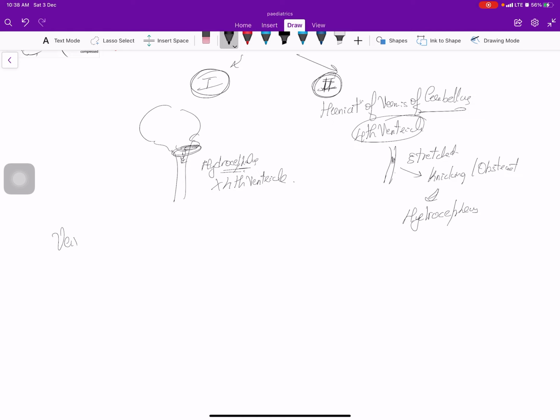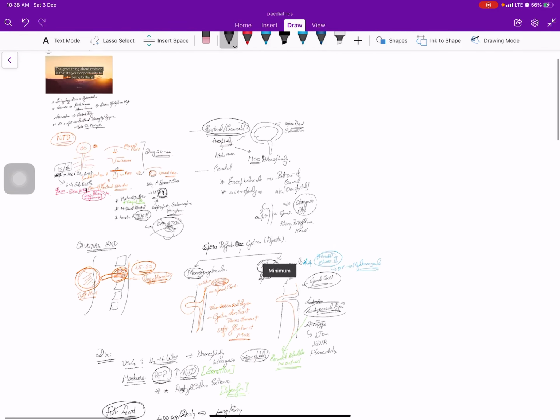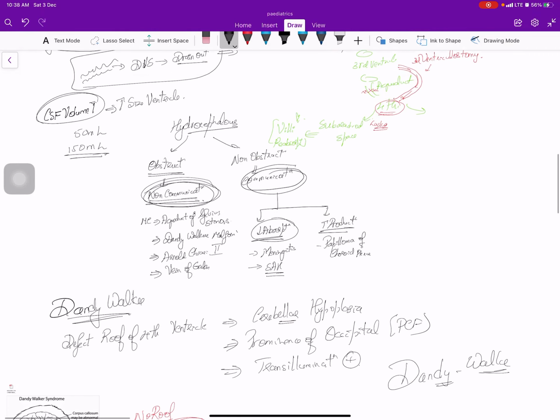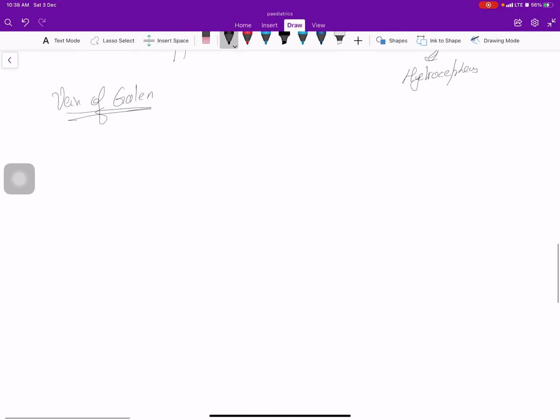Next we have vein of Galen, and that's the last one. Yeah, vein of Galen, and that's pretty much all for hydrocephalus. So we'll be done with the first part. This is taking quite long. Okay, vein of Galen malformation.